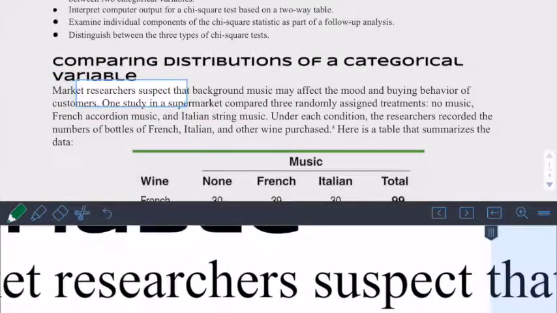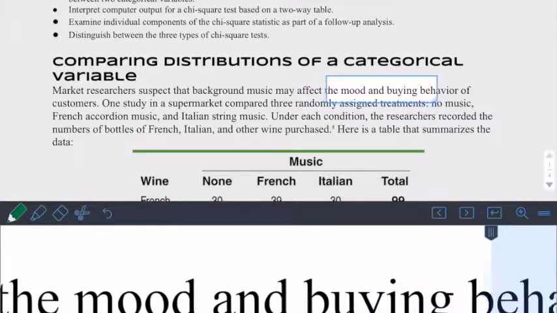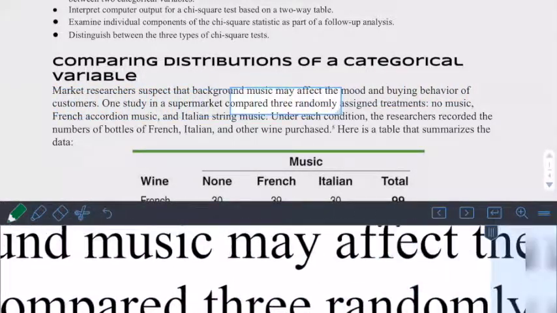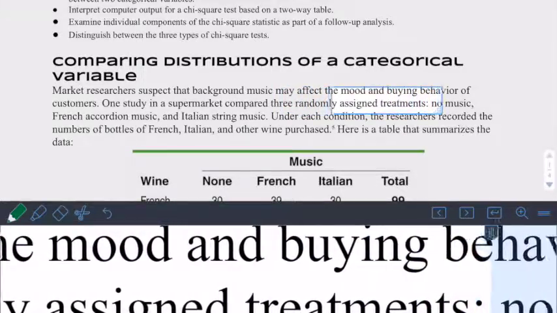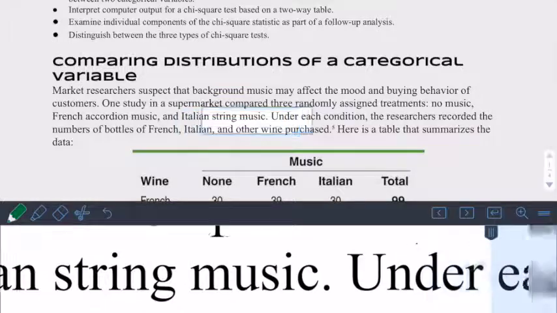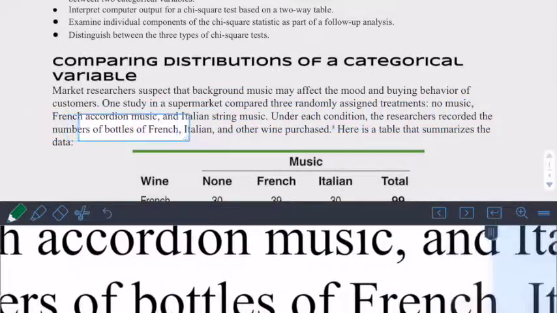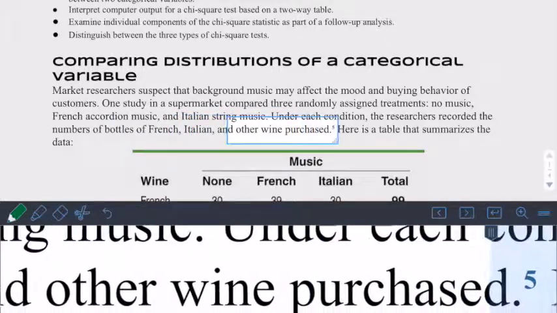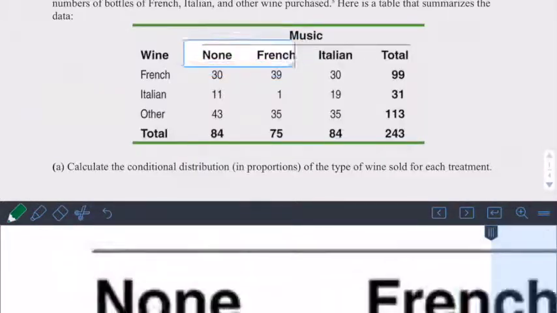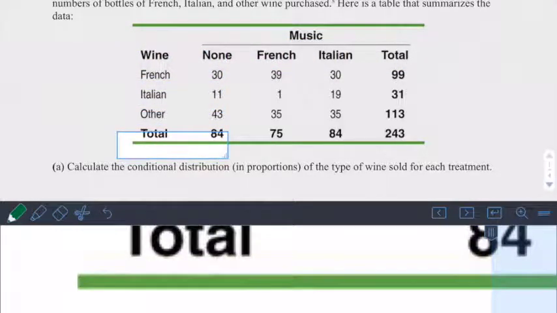So market researchers suspect that background music may affect the mood and buying behavior of customers. One study in a supermarket compared three randomly assigned treatments: no music, French accordion music, and Italian string music. Under each condition, the researchers recorded the number of bottles of French, Italian, and other wine purchased. Here is a table that summarizes the data. So we have the different types of music, and then the wine types that were sold.